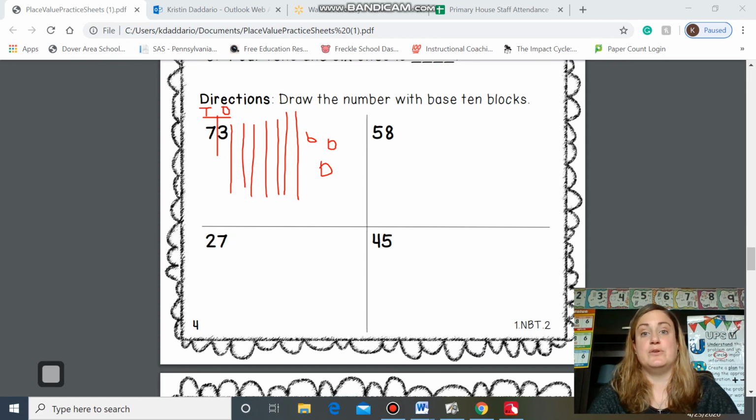I have this for you to practice today and tomorrow, and I think Wednesday I'll be back to show you some 2-digit addition.